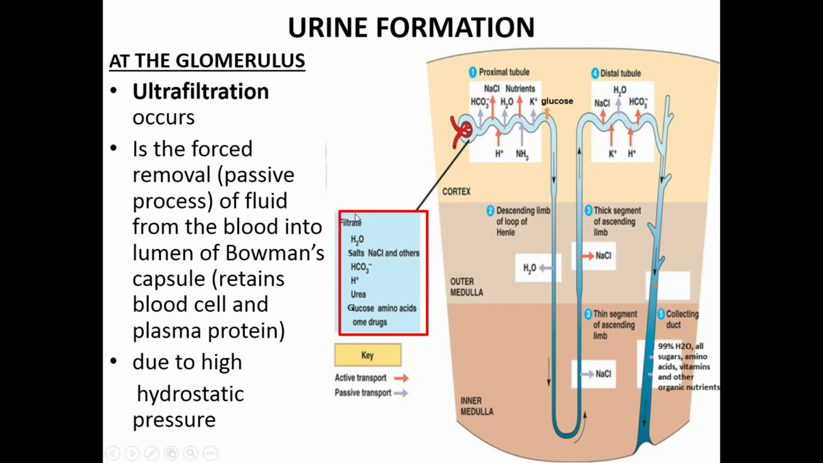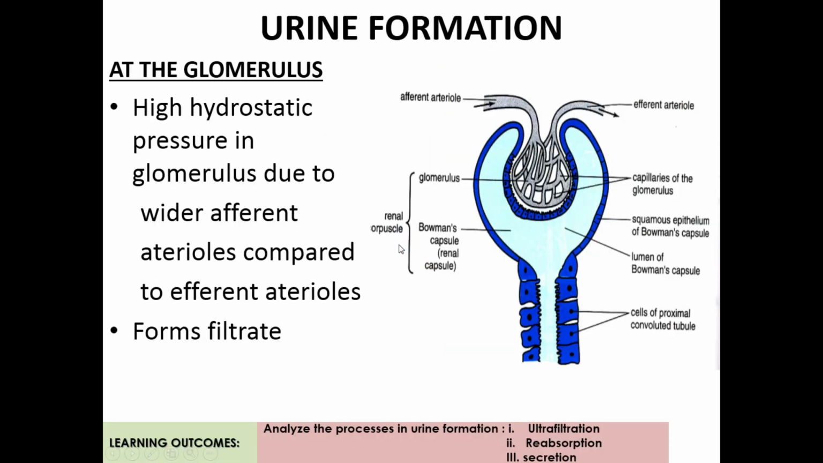Okay, filtrate ni contohnya yang dah masuk ni kita panggil sebagai filtrate. Filtrate ni ada water, sodium chloride, bicarbonate ion, H+, urea, glucose, amino acids and drugs. Semua akan masuk ke Bowman capsule, dari glomerulus, dia akan masuk ke tubul ini sebagai filtrate. Tengok at the glomerulus, high hydrostatic pressure in glomerulus due to wider afferent arteriole ni lebih lebar daripada efferent arteriole, it will form filtrate.